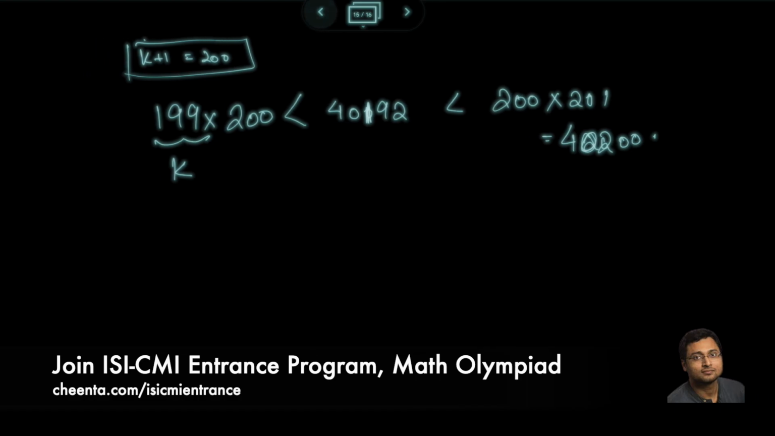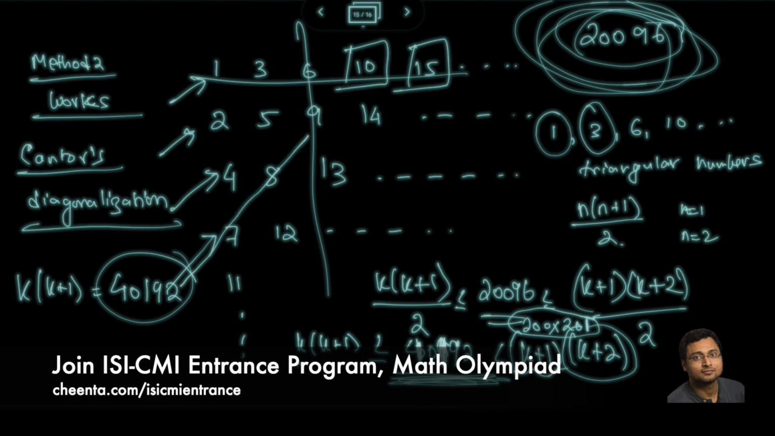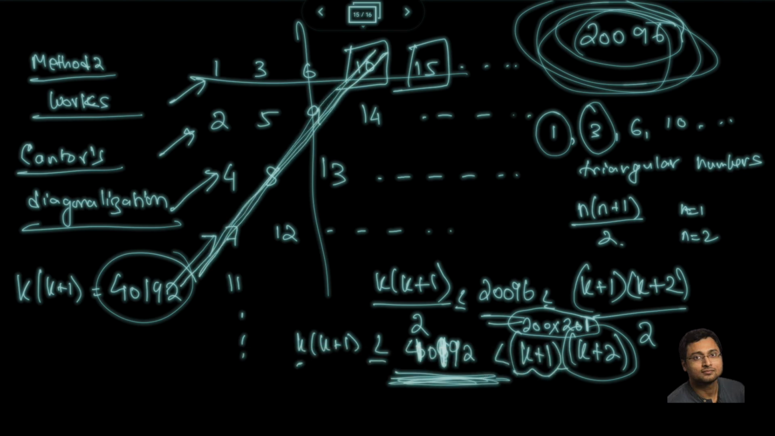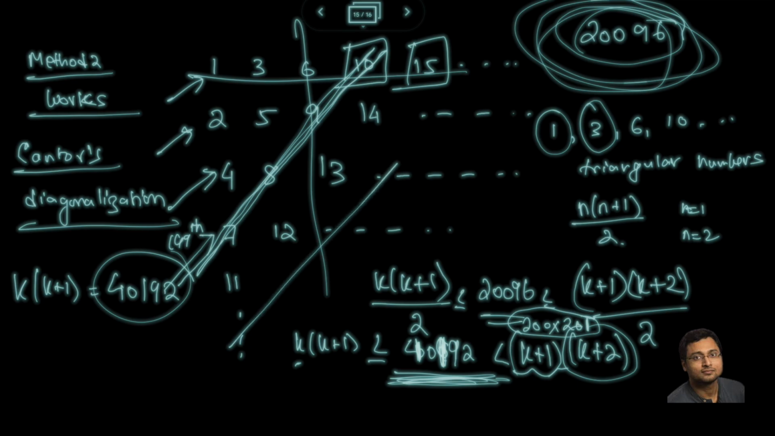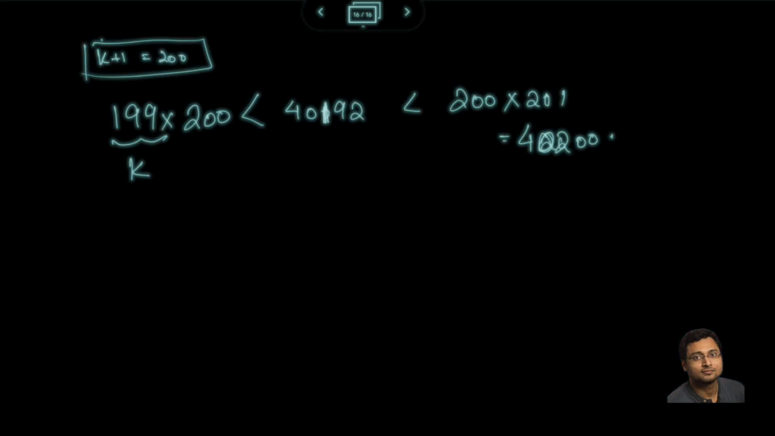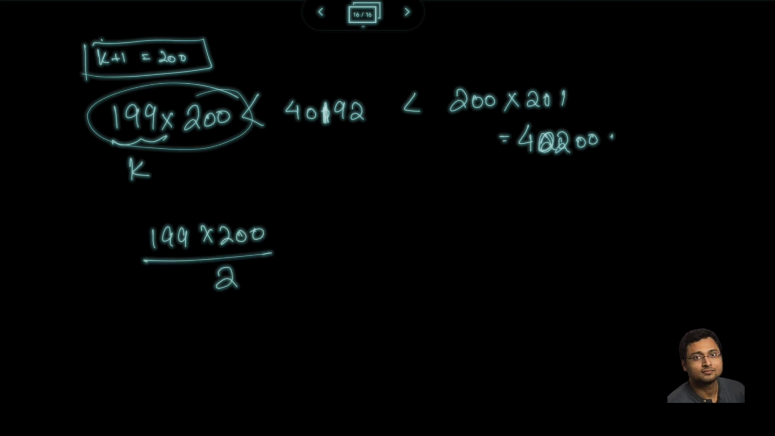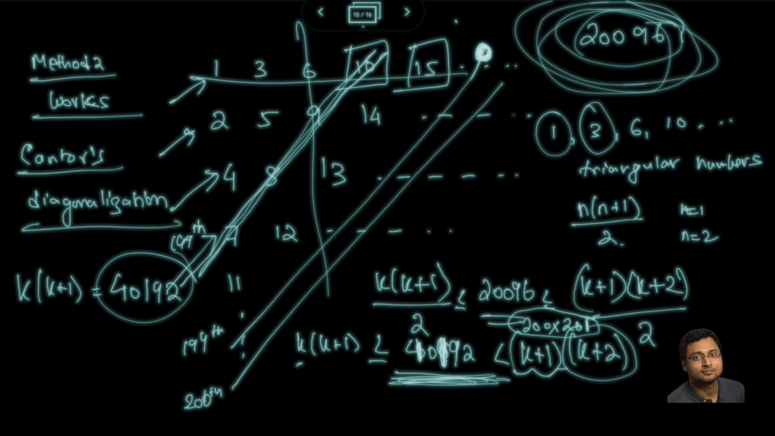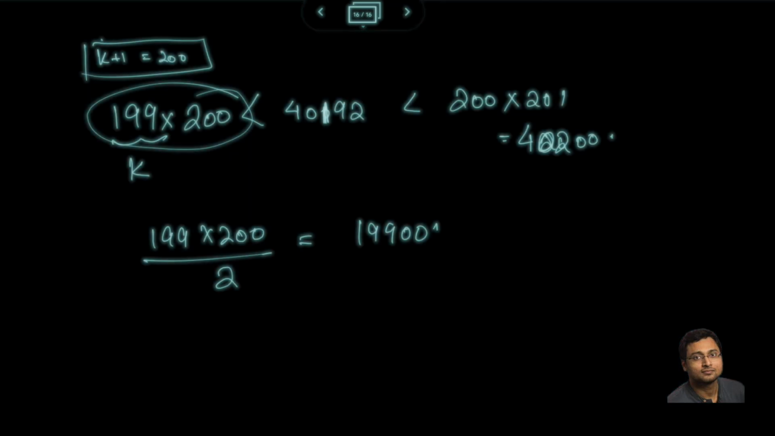Okay, so this is the 199th diagonal. I mean, not this one, but the kth diagonal, I mean. So this is the 199th diagonal. And this is the 200th diagonal. And the last number of the 199th diagonal is this quantity divided by 2. 199 times 200 divided by 2, which is 19,900. So the last number of this diagonal is 19,900.